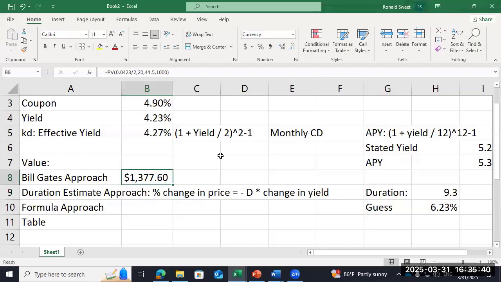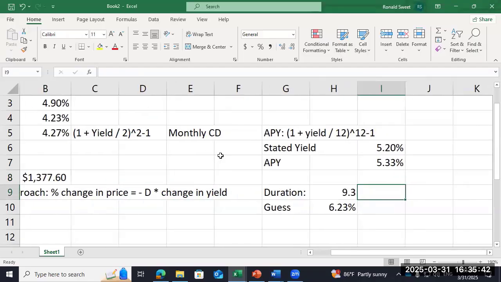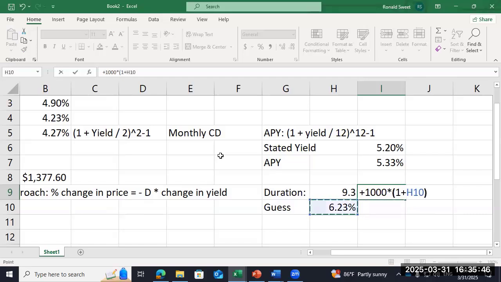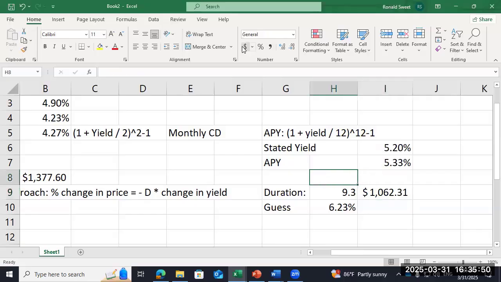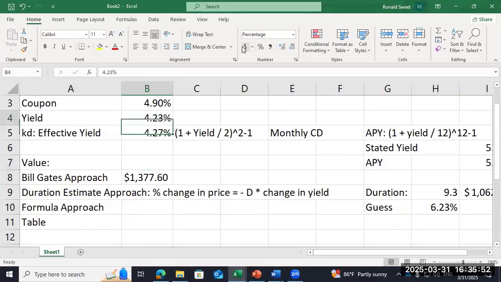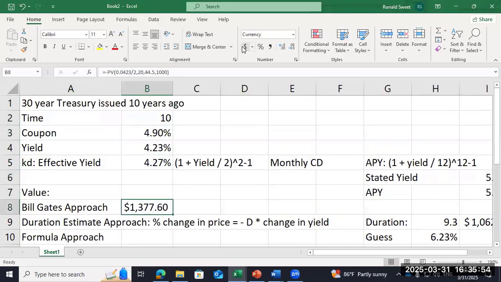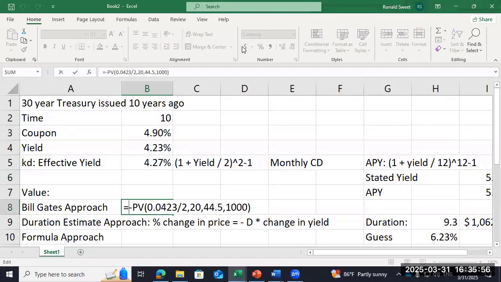What did we do wrong on Bill Gates? We'll see. So you take $1,000 times 1 plus 6%, get 1,062. Which of those is correct? Oh, I know what I did wrong. This is wrong, right? What is that number? All right, so see, Bill Gates is wrong if you enter the wrong number.